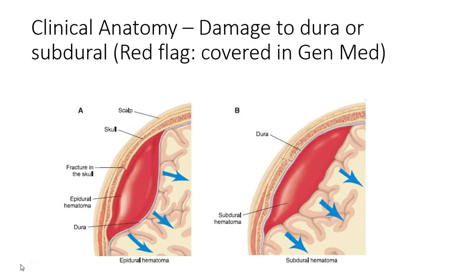And part of the issue with that is that the skull itself cannot expand. It is sutured together using the sutured joints, and it does not expand. And so if there is swelling in the brain, it does not have any place to go. And that is one of the reasons we are so concerned about damage to the brain.